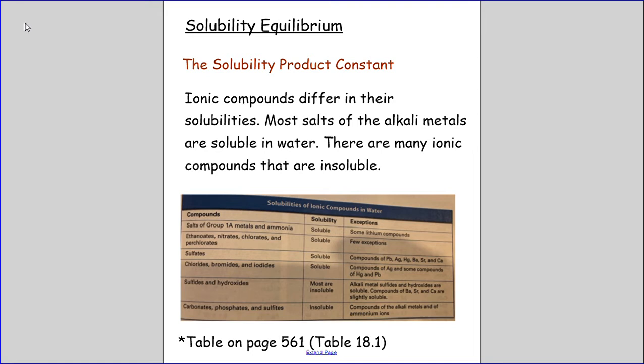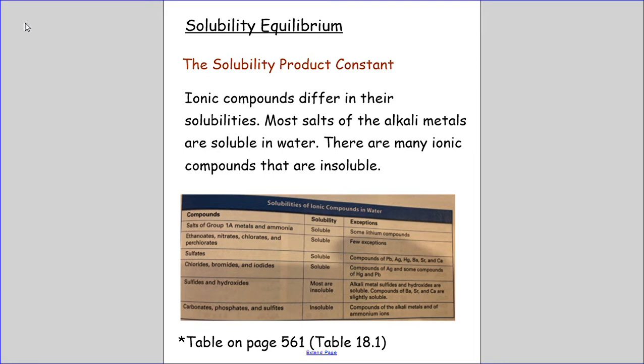So the solubility product constant is where we're going to start, and it's similar in setup to our KEQ equation from our previous unit. Ionic compounds differ in their solubilities, in the idea that they are soluble in water. Most salts of the alkali metals, remember alkalis are group 1 metals, are soluble in water for the most part. And then there are many ionic compounds that are insoluble.